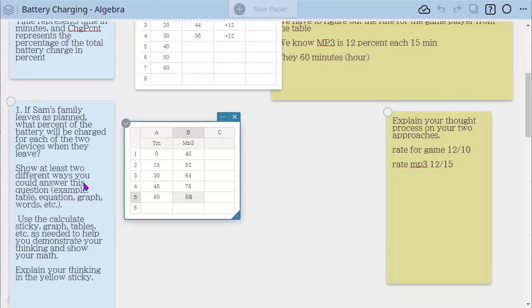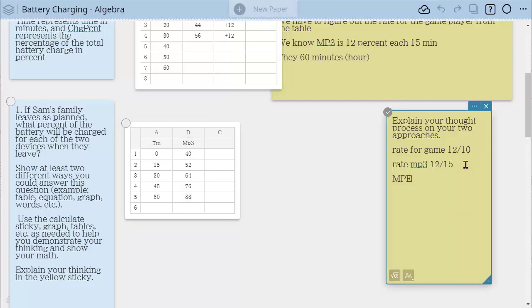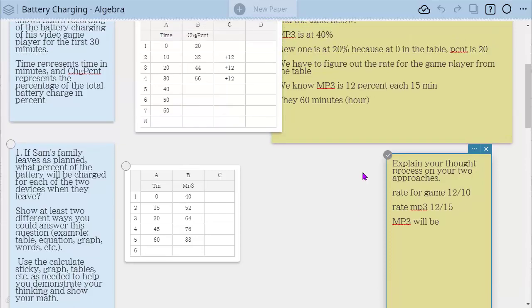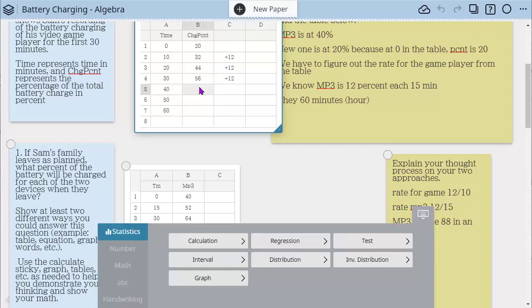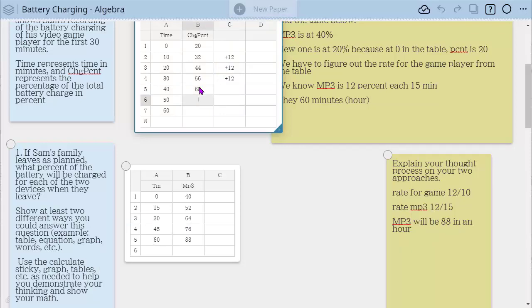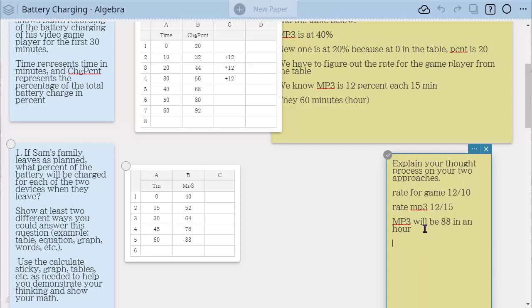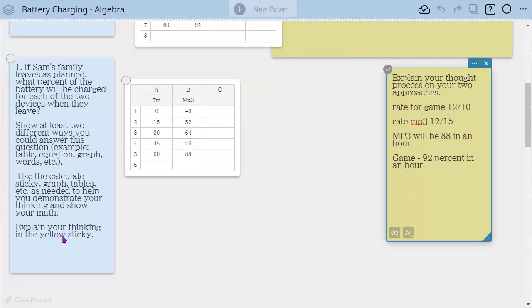But notice the directions say, use whatever you need, a calculator, graph, tables, etc. So we used a table, so we know our answer is, the MP3 will be at 88 in an hour. And we haven't finished this one out. We're going to continue the pattern. So here we're going to add 12, we're going to get 68. Add 12, we're going to get 80. Add 12, we're going to get 92. So the game will be at 92% in an hour. But notice it says, show two different ways to explain your thinking.